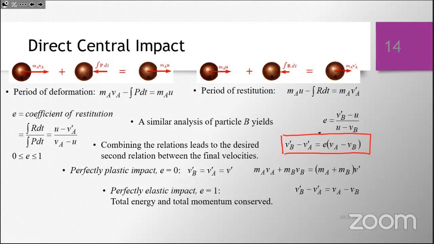And so what e is telling us is, if e is 0, this goes away, telling us that the final velocities are equal. It's telling us that the two particles are moving at the same speed at the end. If it's 1, this is telling us that we haven't lost any of our total velocity in the system.